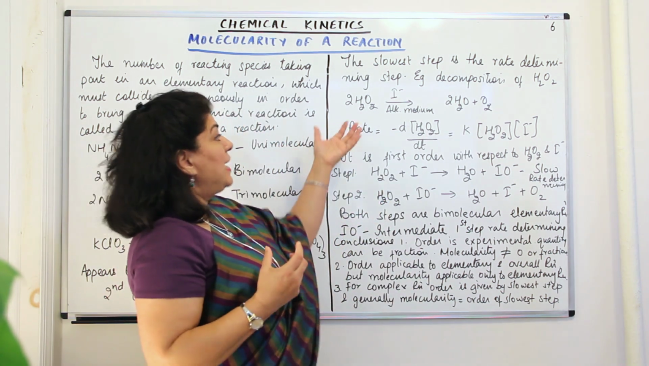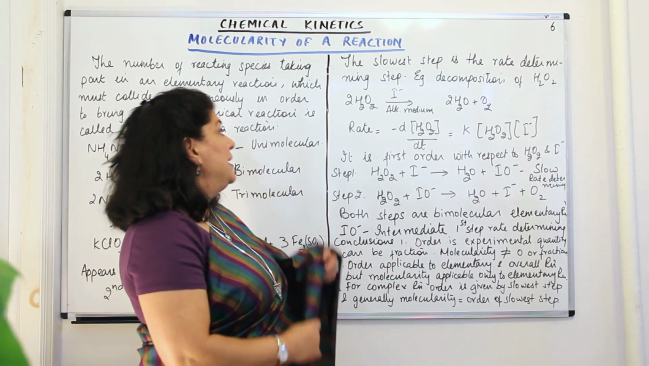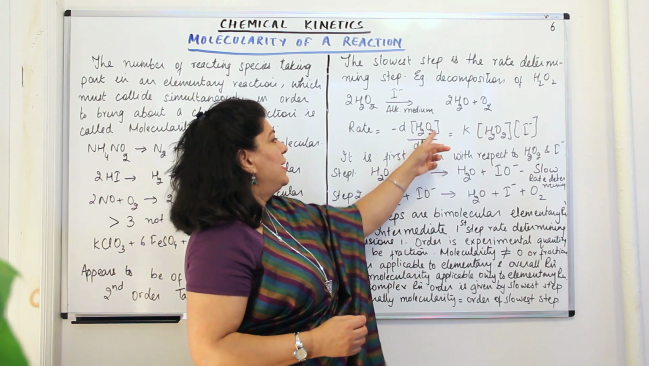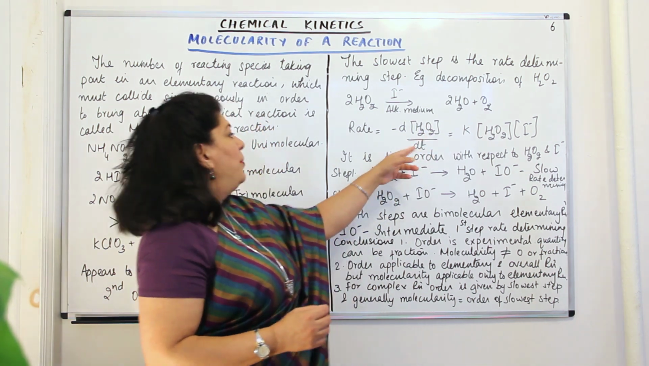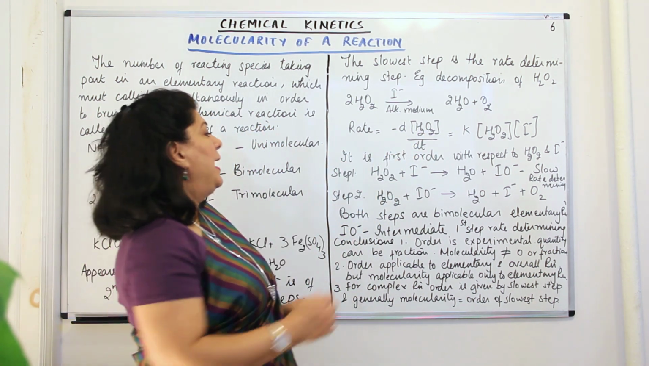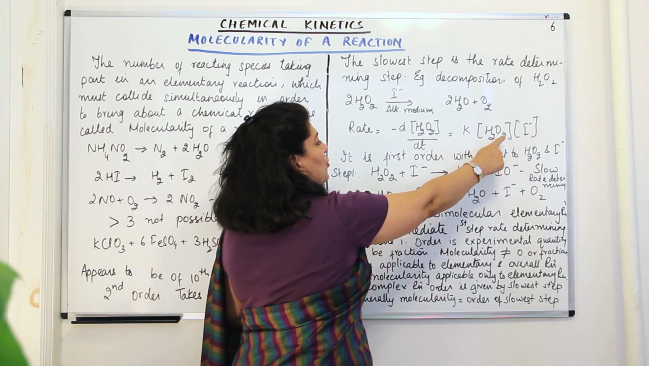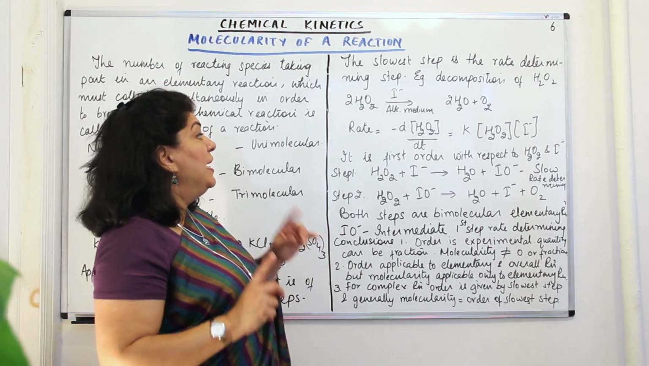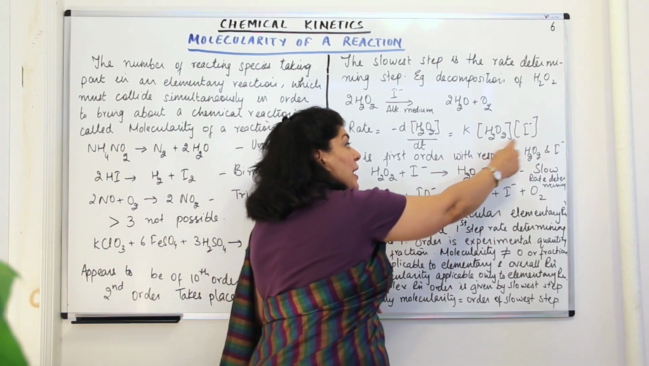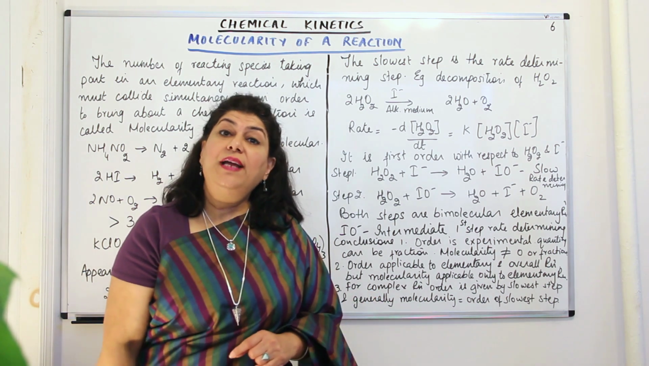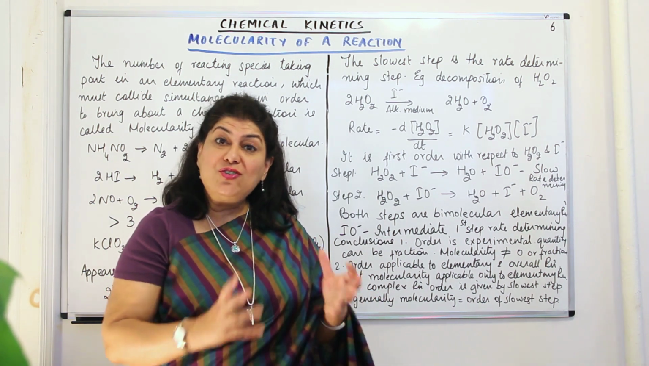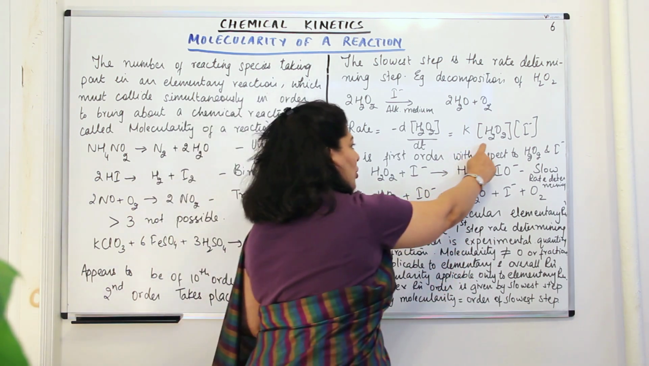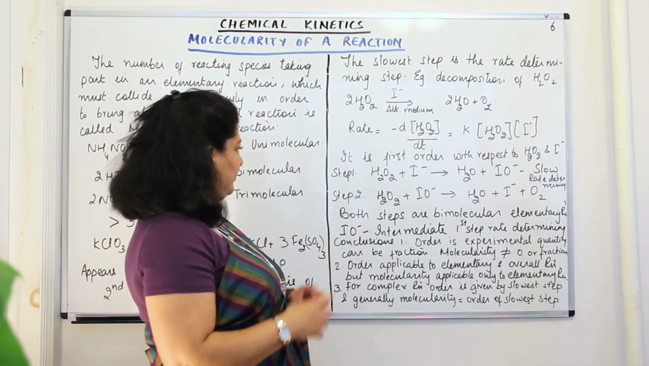And we observe, how does this reaction take place in 2 steps? First of all, the rate of this reaction is given by minus d[H2O2]/dt, the change in concentration of H2O2 over the time taken, which is equal to k[H2O2][I-], which means the rate of the reaction depends on both H2O2 and the concentration of the iodide ion too. It depends on both of them. So it is a first order reaction with respect to both H2O2 and I-.